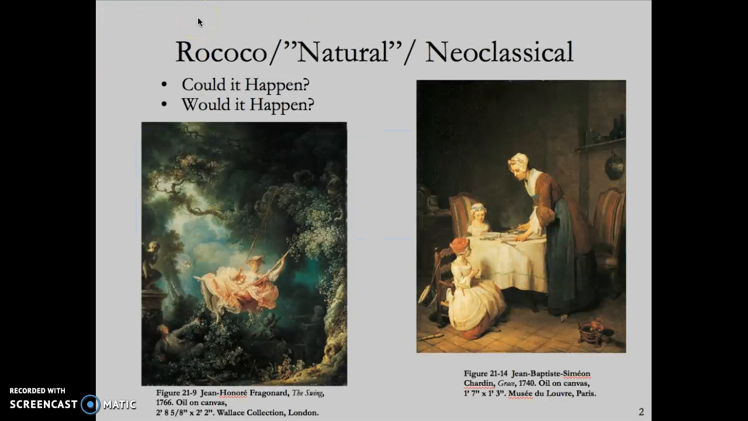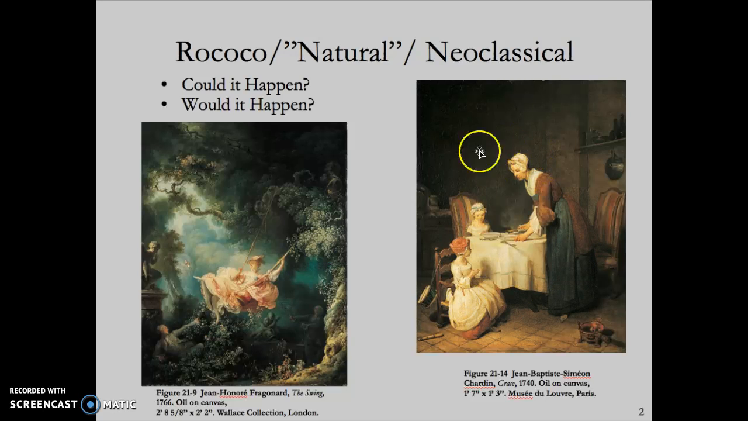Back to the previous chapter, when we were talking about Rococo, we talked about natural art, and we talked about neoclassical art. One of the sets of questions I like to ask to frame everything from Rococo into the modern era is the two questions: could it happen and would it happen? When we are looking at a Rococo painting like this, it could happen, more or less. I mean, you could get a lady dressed like that on a swing, but it'd be pretty unlikely for you to capture that particular composition, that particular arrangement. So it could happen, I guess, but it probably wouldn't happen.